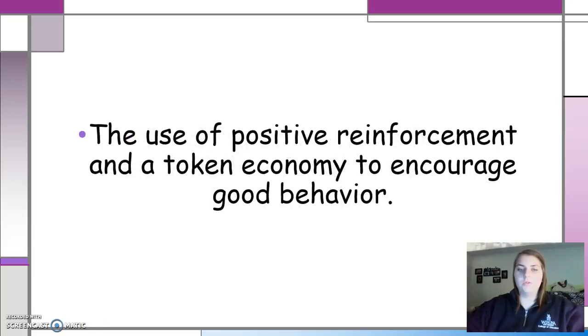I also believe in the use of positive reinforcement and a token economy to encourage good behavior. Positive reinforcement is just if I see a student exhibiting a trait that I like or I agree with, or that they're following the rules and working well, that they'll receive some form of reward for doing so.